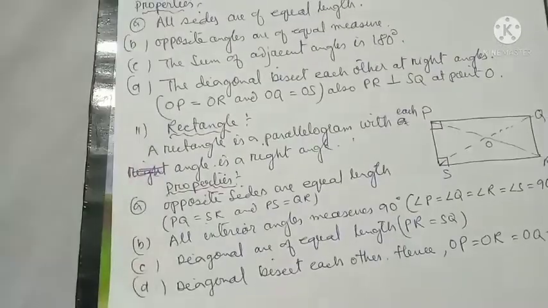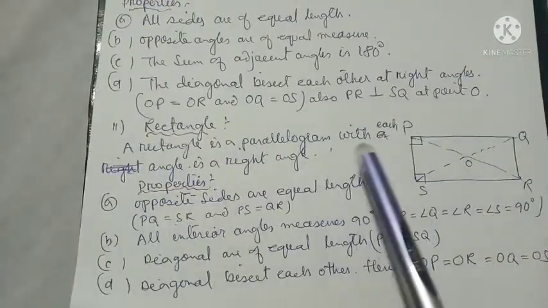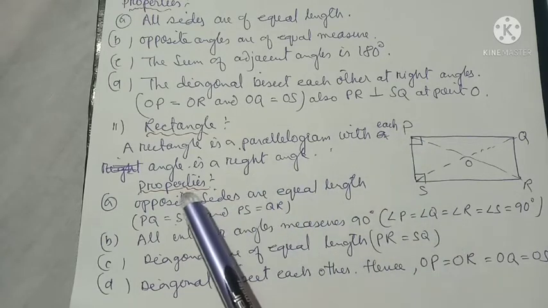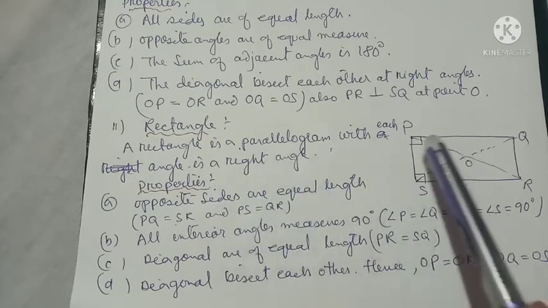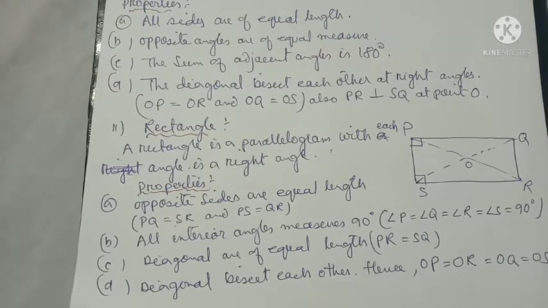The next one is the rectangle. A rectangle is a parallelogram with its angles at right angles. Each of the angles of the rectangle should be a right angle. That means a parallelogram in which all the angles are right angles, that type of figure we call a rectangle. This is when a rectangle is said to be a parallelogram.